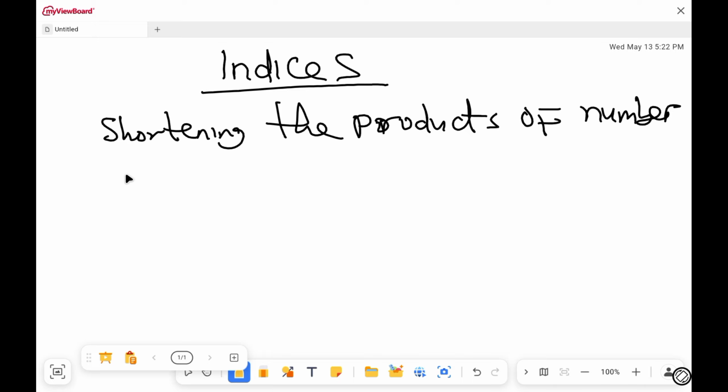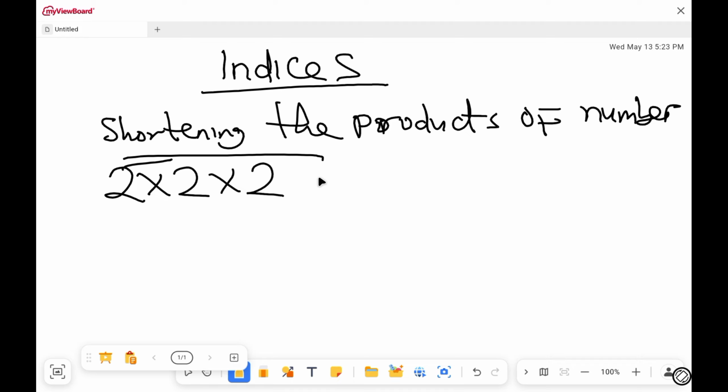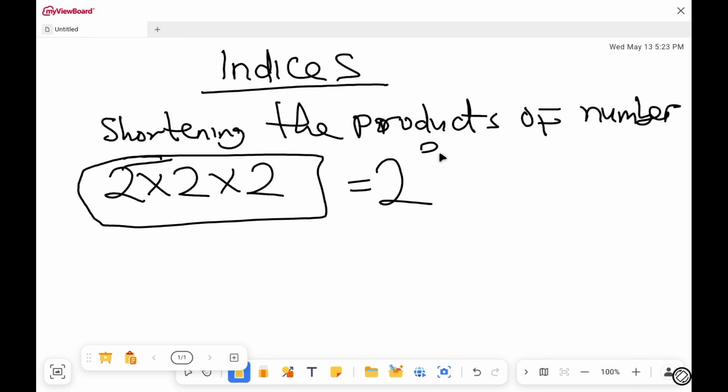Now, if I have 2 times 2 times 2, what do you notice? This expression that I've written here is a product of 2 in 3 places. That means 2 is multiplying itself in 3 places. So if I want to convert this to indices, instead of writing 2 times 2 times 2, I'll just write 2 raised to power 3. The bigger number, which is 2, is multiplying itself in 3 places. Now this number 2 is known as the base because it is the number that is multiplying itself.